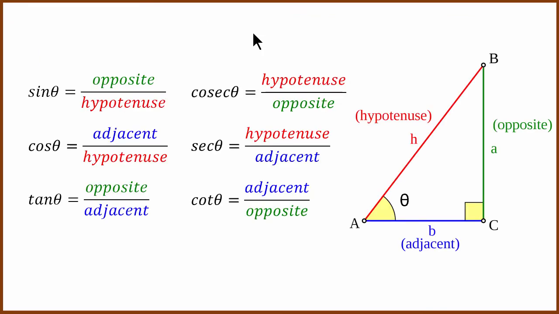To solve these kind of questions, you will need to use the definition of sin theta, cos theta, tan theta, cosecant theta, secant theta, and cot theta. So in this right angle triangle, I have colored opposite side green, hypotenuse red, and adjacent side blue. And we can see the definitions. Sin theta is opposite by hypotenuse. Cosecant theta is inverse of that, hypotenuse by opposite. Cos theta is adjacent by hypotenuse. Secant theta is hypotenuse by adjacent. Tan theta is opposite by adjacent, and cot theta is adjacent by opposite.